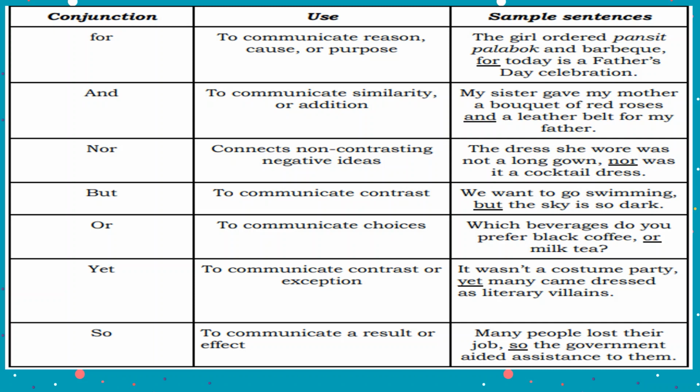Nor is used to connect non-contrasting negative ideas. I repeat, non-contrasting negative ideas. The dress she wore was not a long gown, nor was it a cocktail dress. Meaning to say, it's not a long gown and it's also not a cocktail dress. But is used to communicate contrast. Example, we want to go swimming, but the sky is so dark.